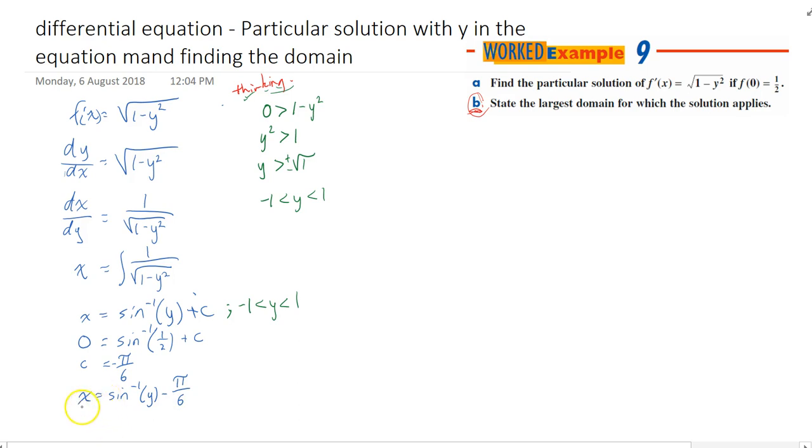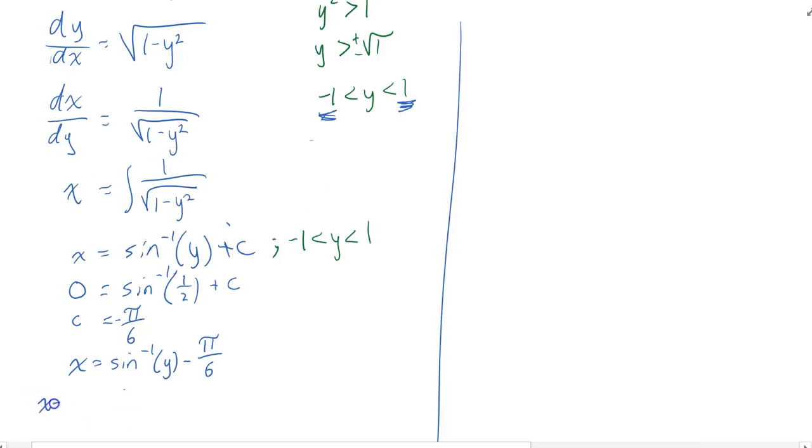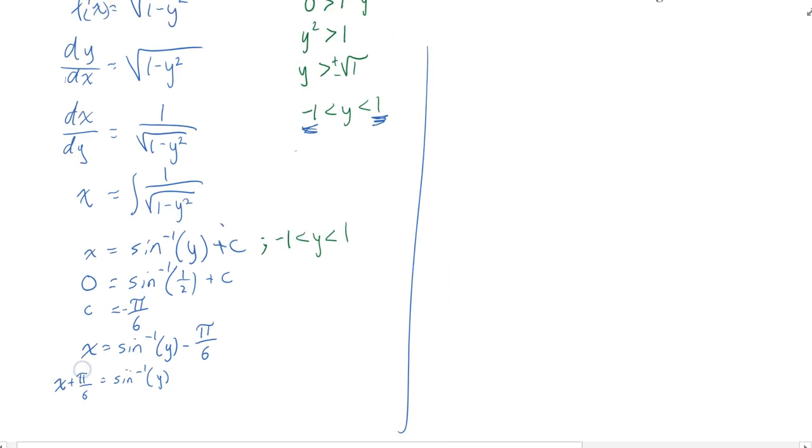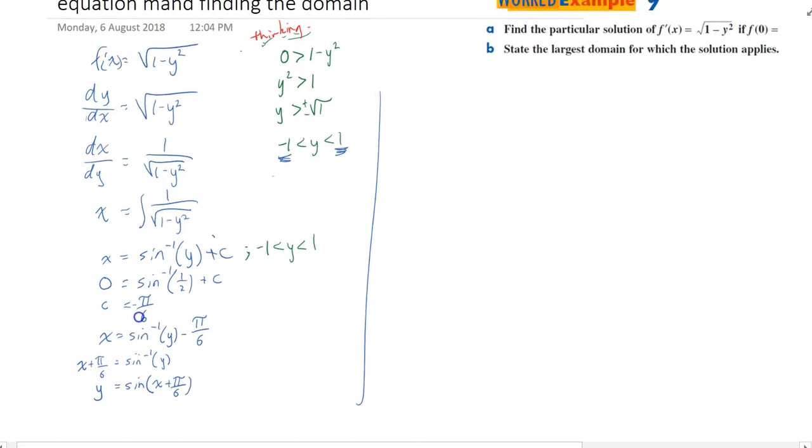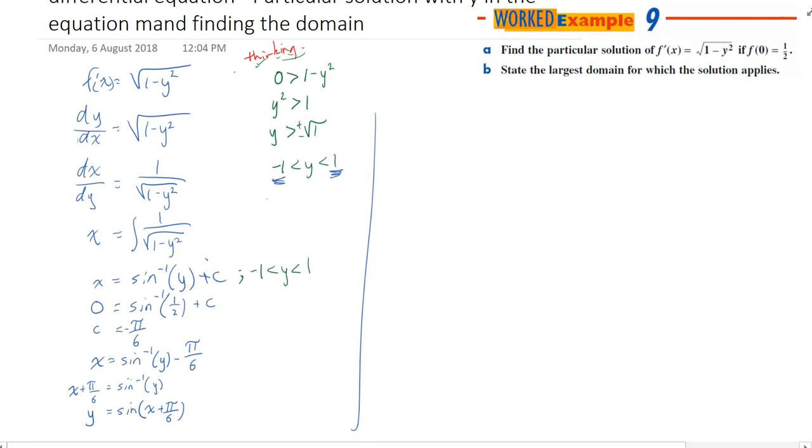And now I can just rearrange that. It'll be x plus pi on 6 equals inverse sine y, which would be y equals sine of (x plus pi on 6). Okay, so I've pretty much solved that part here now. We just need to look at the second part, which is to state the largest domain for which this solution applies. So you're going to have to be a little bit conceptual here.